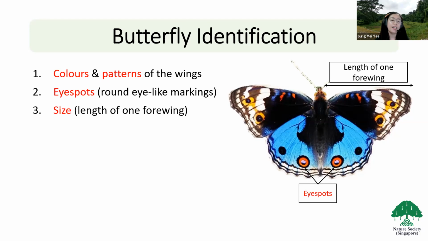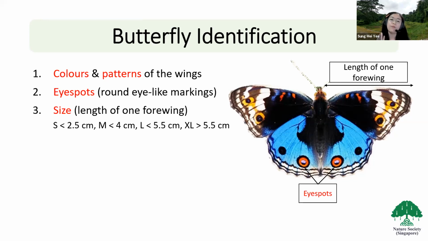Okay, and then we can also identify butterflies by looking at their size. For this session, I have categorized the size according to t-shirt sizes. Okay, and so what is this size measuring? It's measuring the length of one forewing. You can see on the diagram.